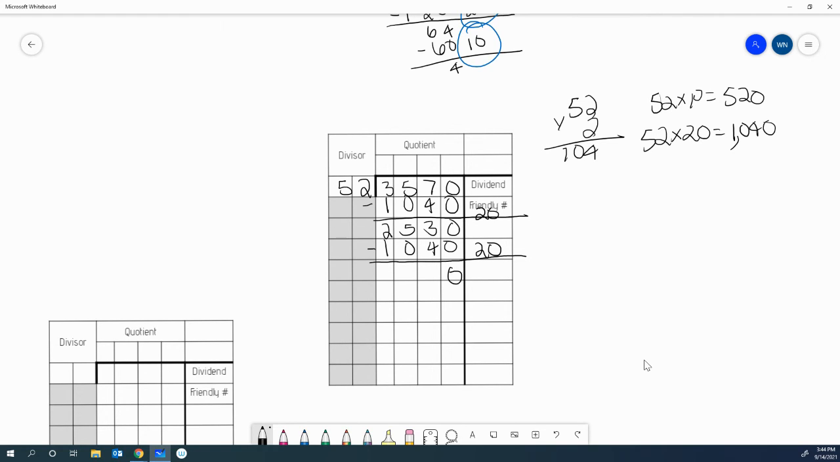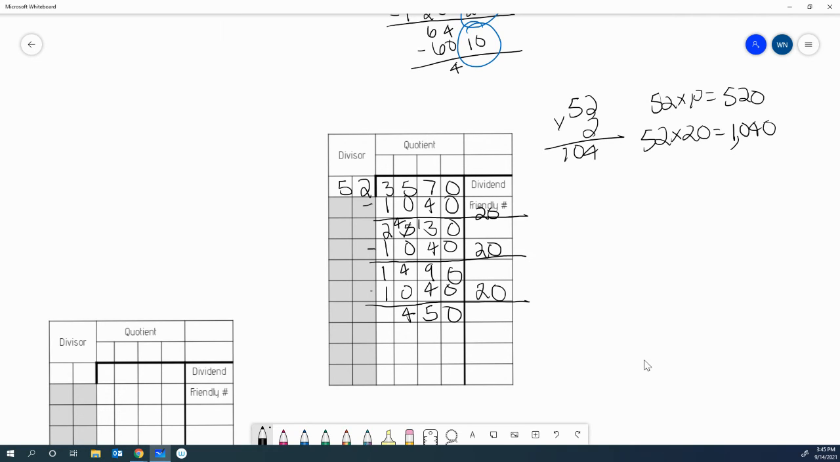That's 0. Borrow from my 5, make it a 4. 13, 12, 11, 10, 9, 4. Looks like I can pull out 20 again. So let's go ahead and do that. Friendly number is 20. 20 times 52 is 1,040. Let's go ahead and subtract and see what we end up with. 0, 5, 4. All right, so now I want to find something times 52 that is close to 450.